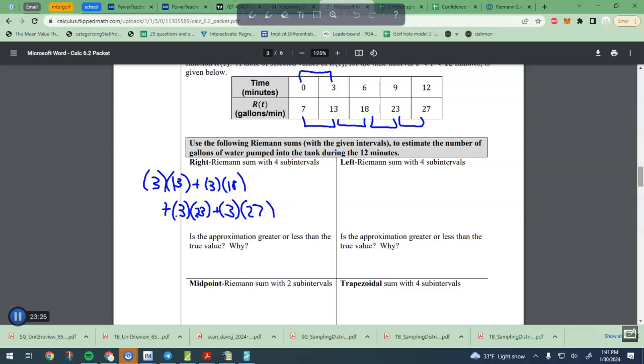Left hand, what number on that table becomes completely irrelevant if I'm doing the left hand side? 27, because that can't be on the left hand side of anything. My bases are all still 3, so this first subinterval, those are 3 apart, and the height is based on the left hand number. So 7. 3 apart, so that's my base. Left hand number is 13. I got tired of doing parentheses.